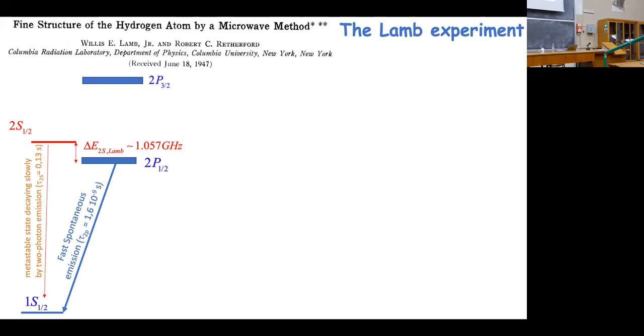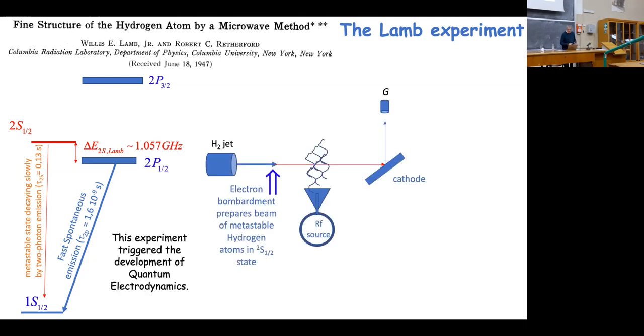On the other hand, the 2p state has a very short lifetime. As soon as you go in the 2p state, it decays to the ground state in about 1 nanosecond. And I will talk about that a little bit later. So Lamb exploited this difference, and he made the experiment which I show you here, the principle of it. You let hydrogen escape from this bottle in vacuum, and here you bombard hydrogen molecules with an electron beam.